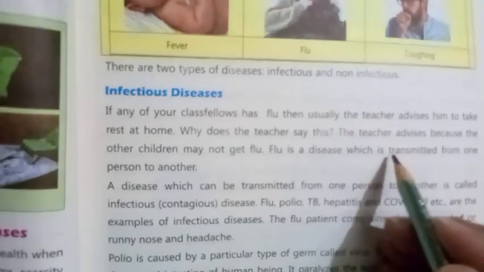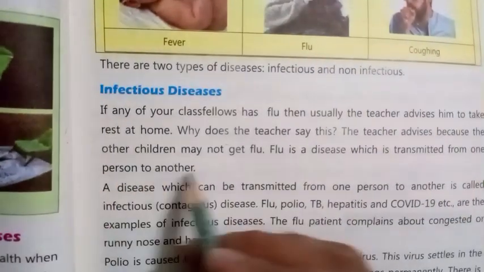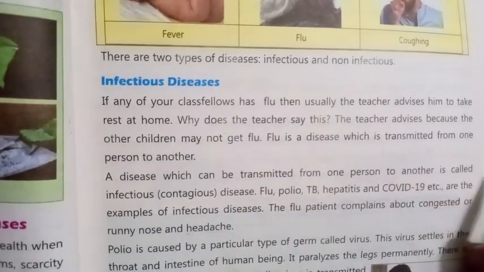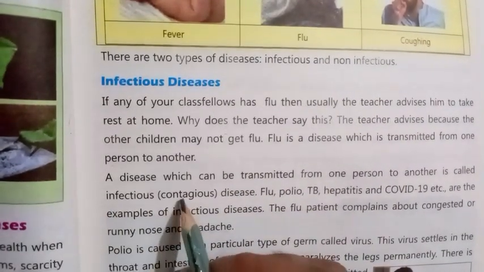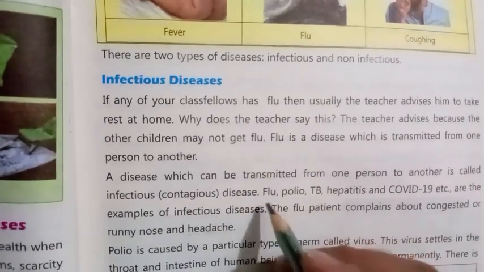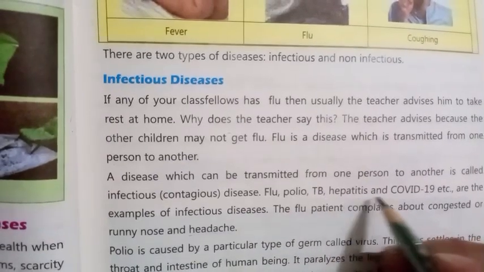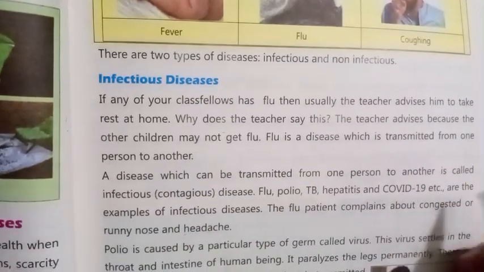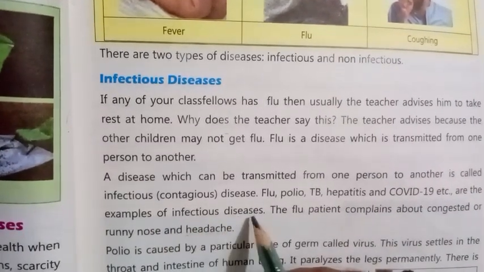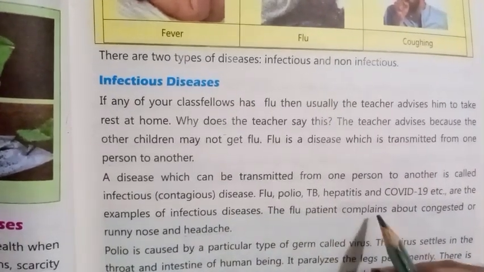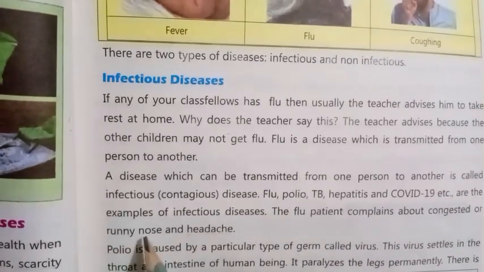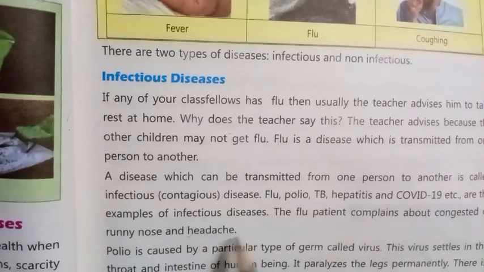Flu is a disease which is transmitted from one person to another. A disease which can be transmitted from one person to another is called infectious, contagious disease. Flu, polio, TB, hepatitis, and COVID-19, etc., are the examples of infectious diseases. The flu patient complains about congested or runny nose and headache.